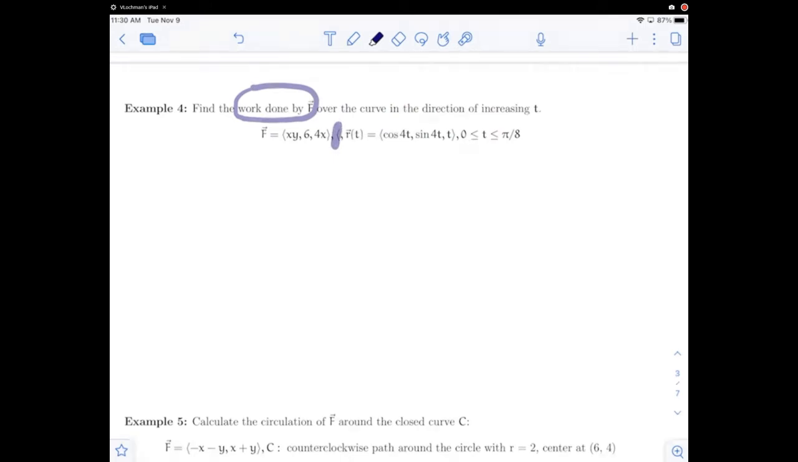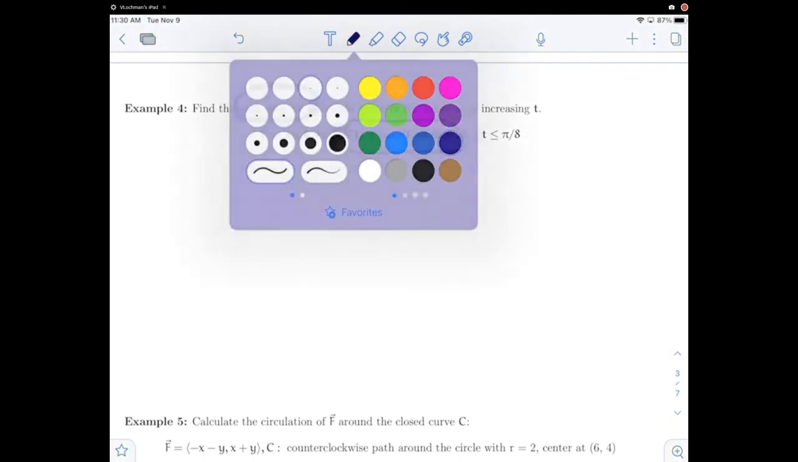So we have a force field, xy, 6, 4x, and we're moving along this curve right here from 0 to pi over 2. How much work is done by the force field to move an object along this curve? That's one other application of line integrals. Computation is exactly the same.